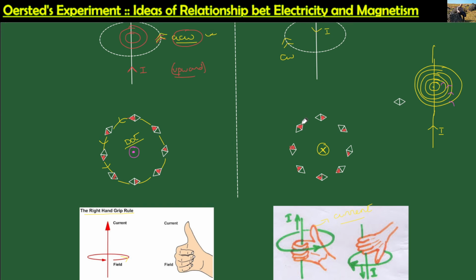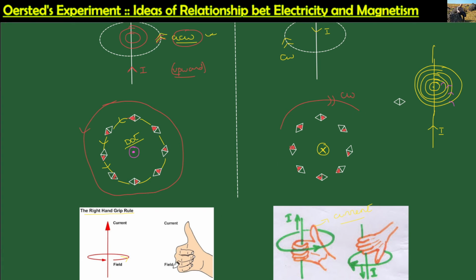The shaded part will be the north pole of the magnet, and the unshaded part will be the south pole of the magnet. In this case, the rotation is in this direction, whereas in this case, the rotation will be in this direction, which is the clockwise direction.